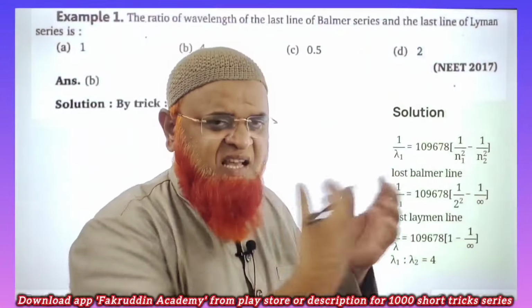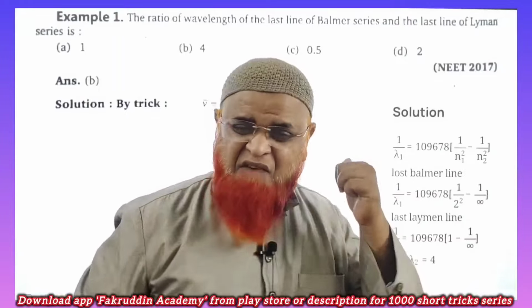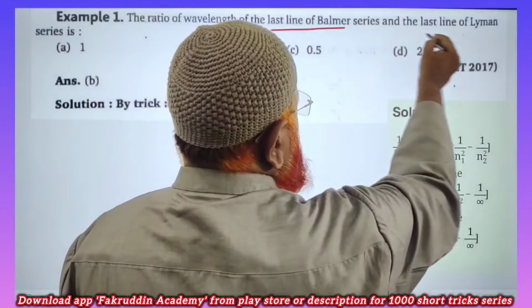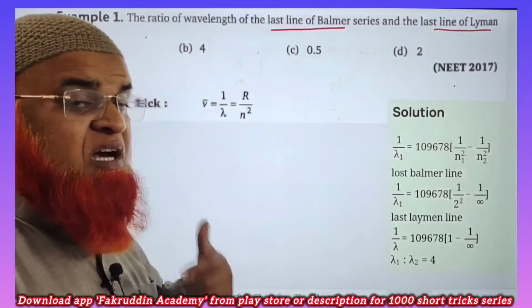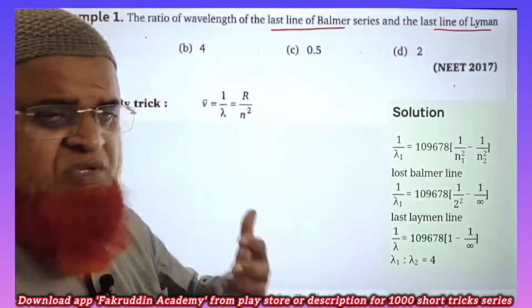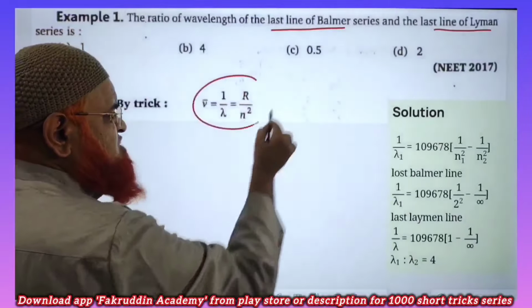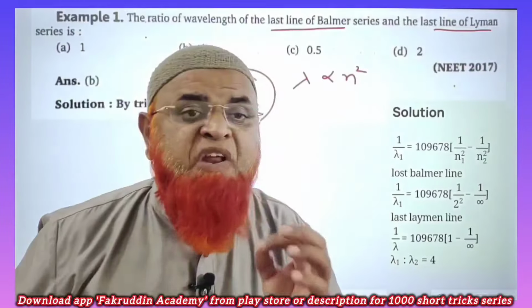Yes, friends, see the lengthy methods given in the books. This much method is not necessary. Let us have a simple shortcut formula for the last line of the Balmer series to that of the last line of the Lyman series. He is asking us to find out the wavelength ratios.